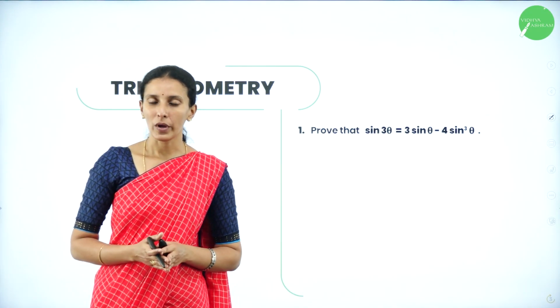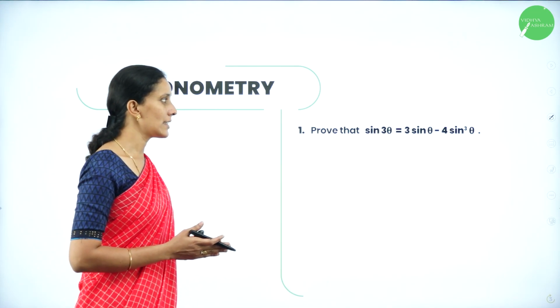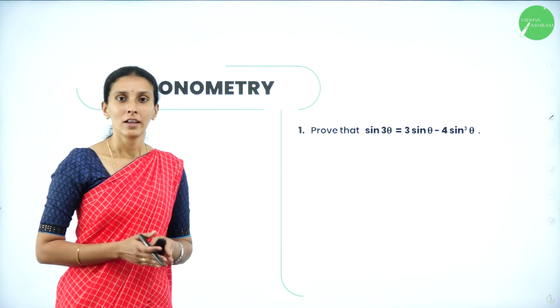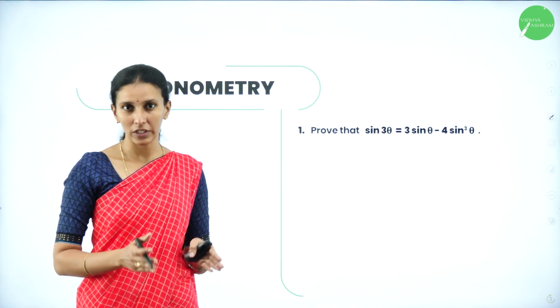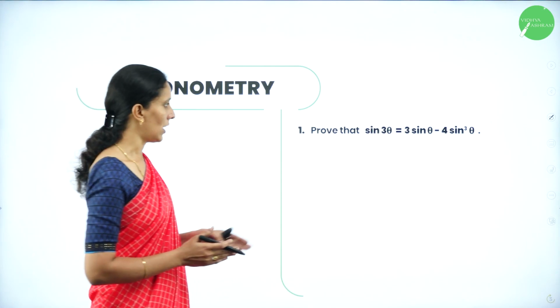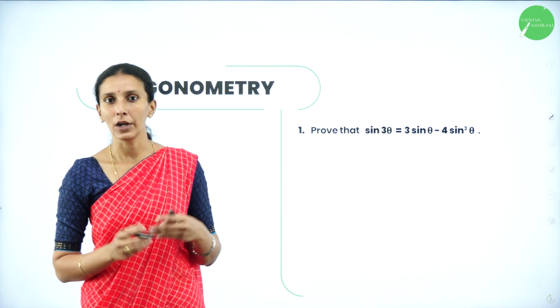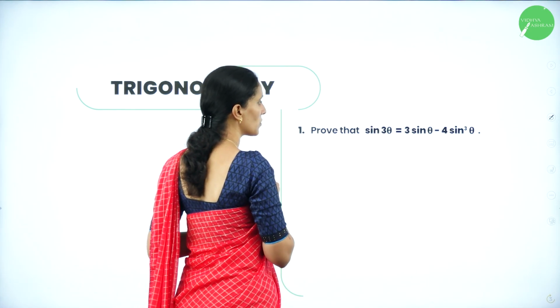So the very first question given here is prove that sine 3 theta is equal to 3 sine theta minus 4 sine cube theta. This is one of the multiple angle formulas in terms of 3 theta. How do we get it? Using the compound angle formula. So again, we will take the left hand side part and we will prove the right hand side part. What are we supposed to do here?